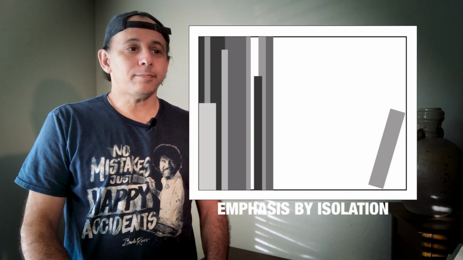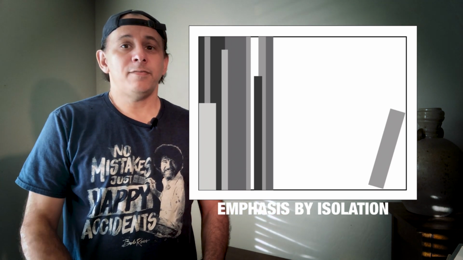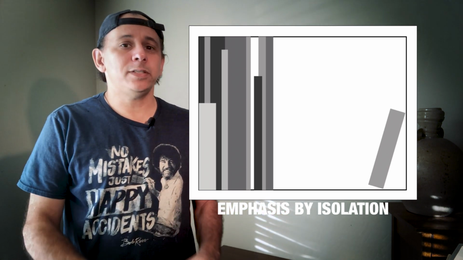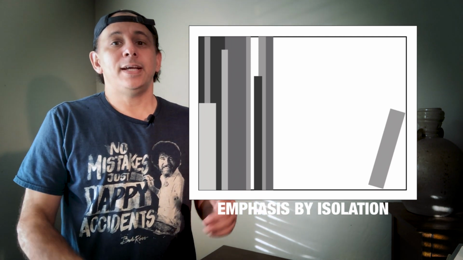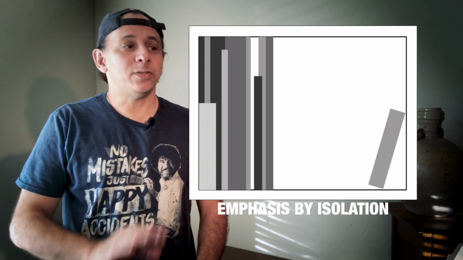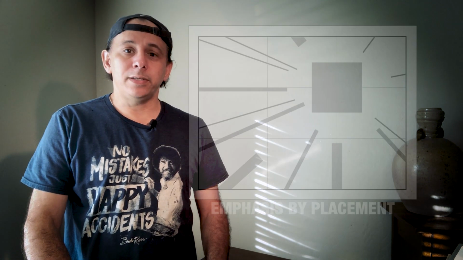Let's take a look at isolation. I mean, it's pretty simple there. It's all by itself. In fact, I made it even slightly different by tilting it. It all has the same shape, but the focal point is away from the rest of the other objects. Let's take a look at placement.